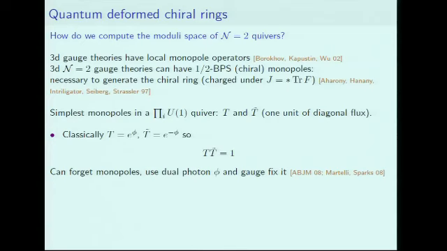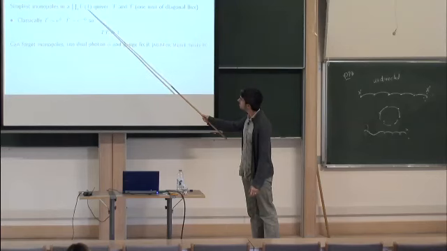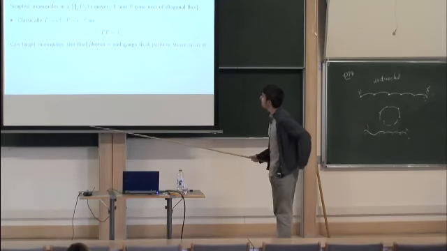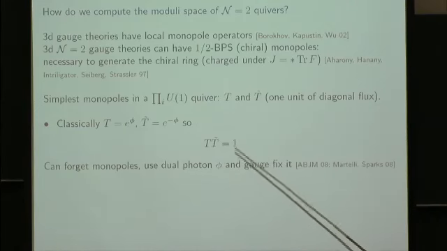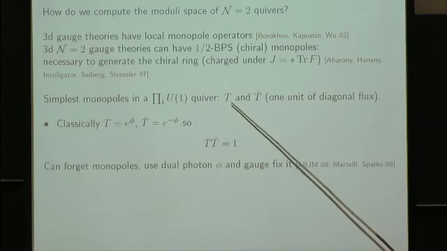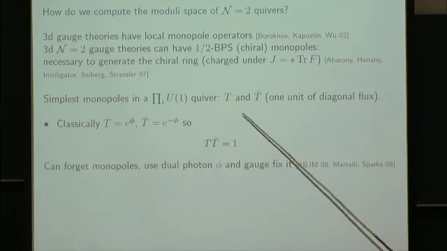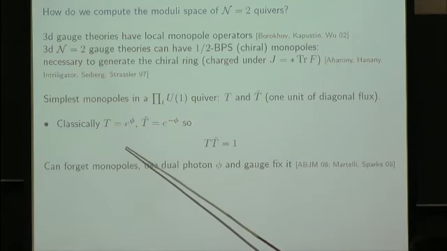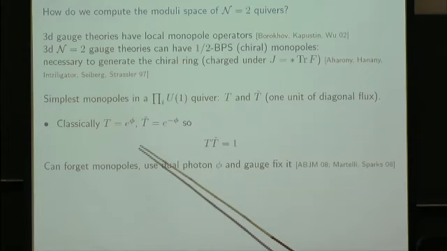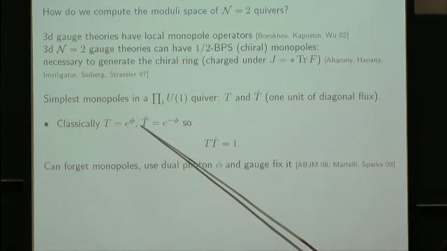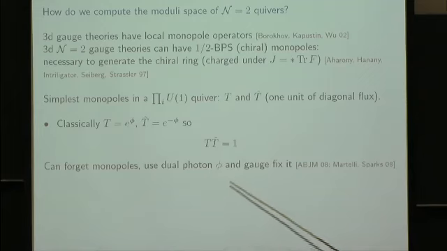Now, let me consider a very simple example. For instance, some abelian quiver with a product of U(1) gauge groups. And let me consider the simplest monopoles, I will call them T and T tilde. So T has 1 unit of flux in each of these U(1)s, so a sort of diagonal monopole. And T tilde has minus 1 unit of flux in each of these groups. Now, classically, one can write these monopoles, for this abelian quiver, as exponentials of the dual photon. So phi is the dual photon. And so in particular, one sees that they satisfy a simple relation, which is T T tilde is equal to 1.